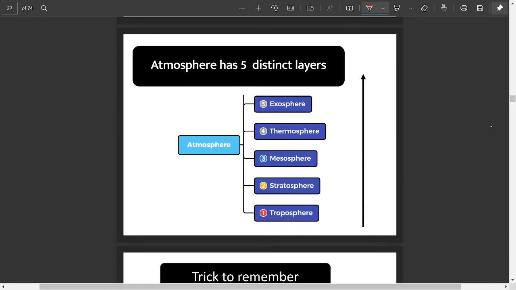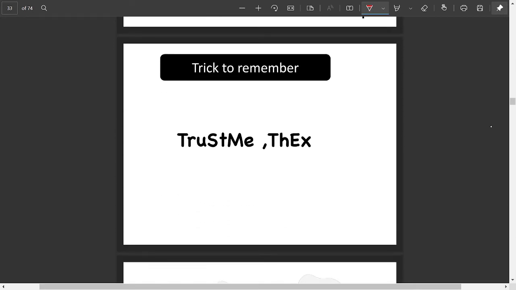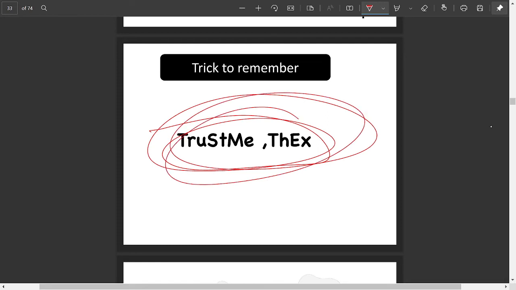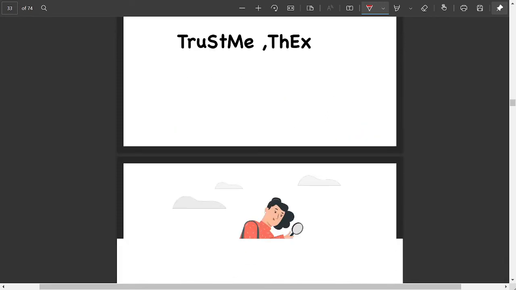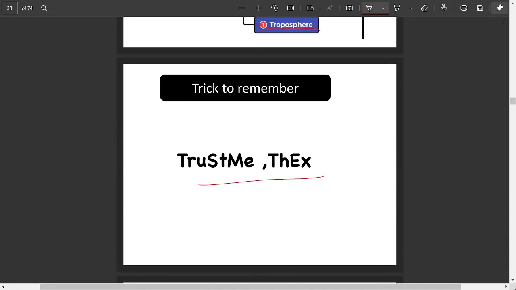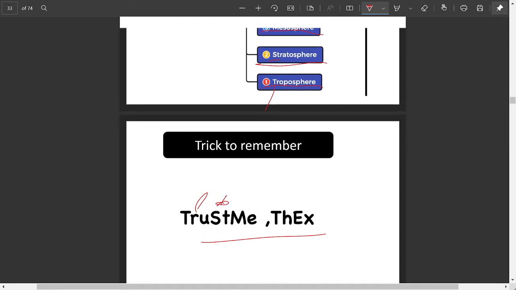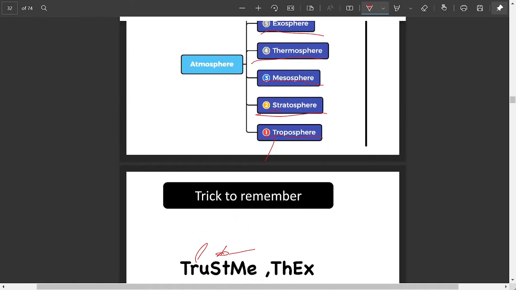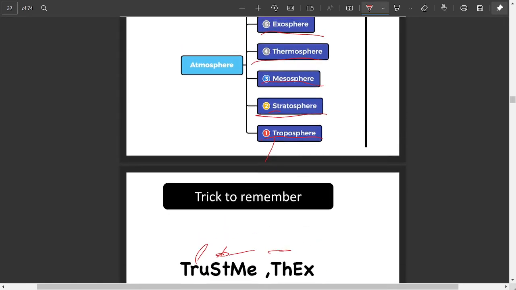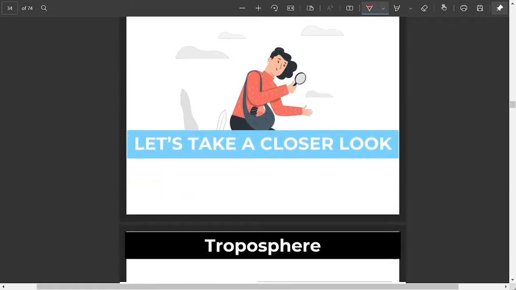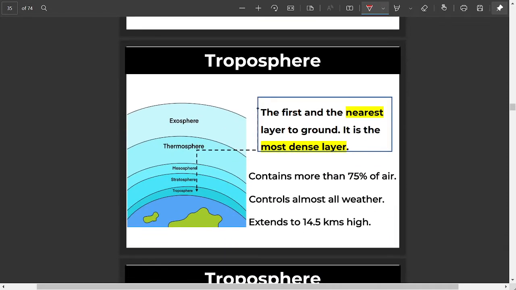There are in total 5 air layers: exosphere, thermosphere, mesosphere, stratosphere, and troposphere. This is the easy trick to remember it. TR is troposphere, and ST is stratosphere, and ME is mesosphere, and TH is thermosphere, and the EX is exosphere. As you can see, let's take a closer look at them.